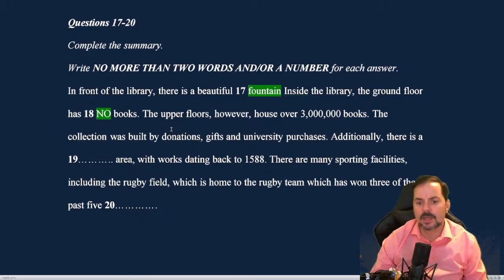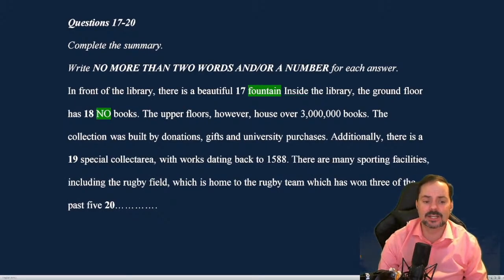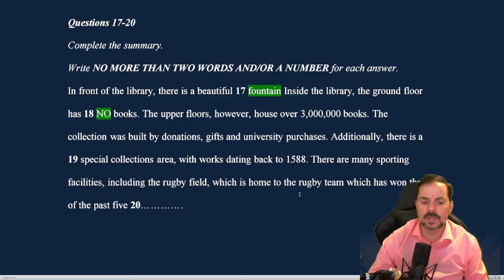Okay? The upper floors, however, house over 3 million books. The collection was built by donations, gifts, and purchases. Additionally, there is a something area with works dating back to 1588. Always read in full sentences, okay? Here you needed 2 words. It was a tricky one. It has to be plural. It was special collections area.